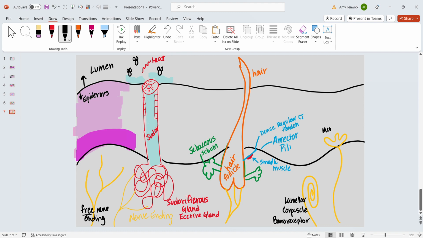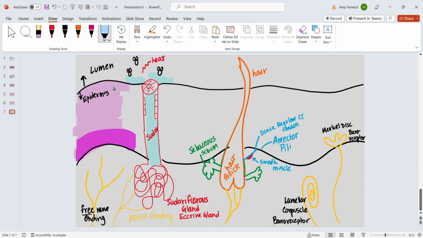This up here is called a Merkel cell, or a Merkel disc. And it's actually on the border of the epidermis and the dermis. And so it is also a baroreceptor, but it is only capable of sensing light touch. So the location makes a difference, right? If you're more superficial, you're able to sense a light touch. If you're deep, you're able to sense a very heavy touch.